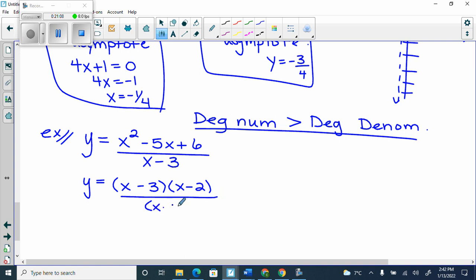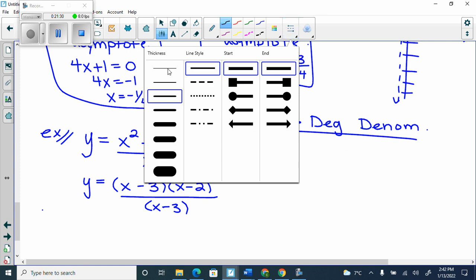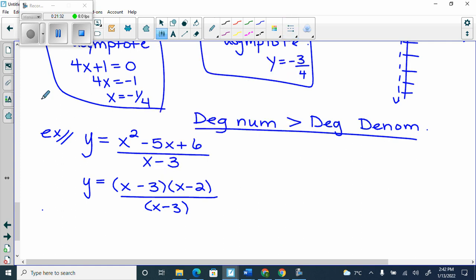What's going to happen here? The x minus 3s are going to cancel. The moment you go to cross them off, it's no longer a vertical asymptote. Some people want to tell me the vertical asymptote is 3 because x minus 3 is in the denominator. The moment those cancel off, it's not a vertical asymptote. It's actually a point of discontinuity, and I'll show you what it looks like in your graph. So this cancels off and this cancels off.